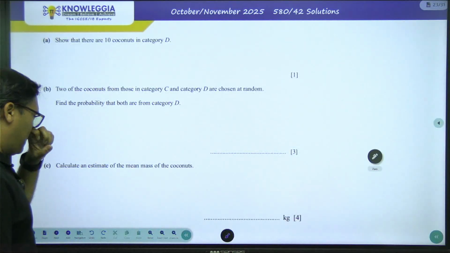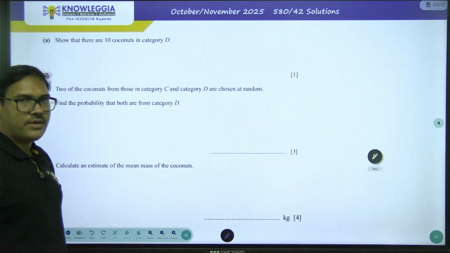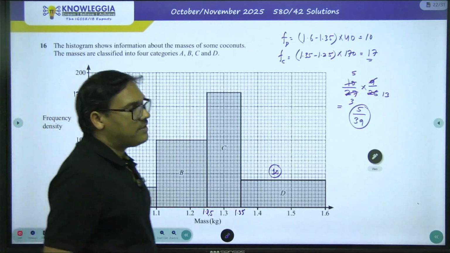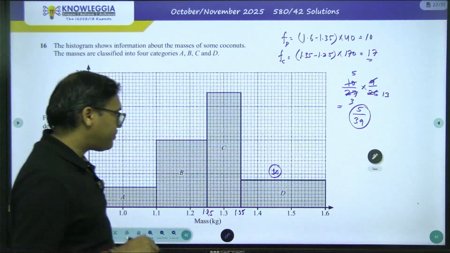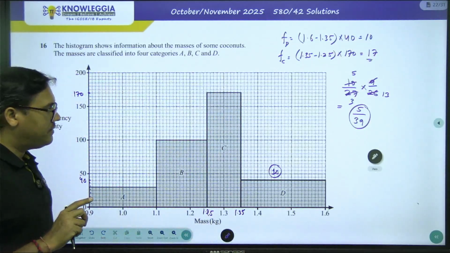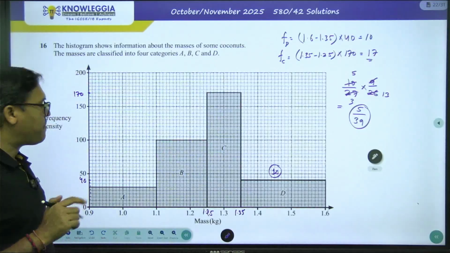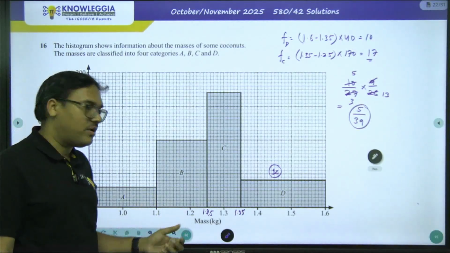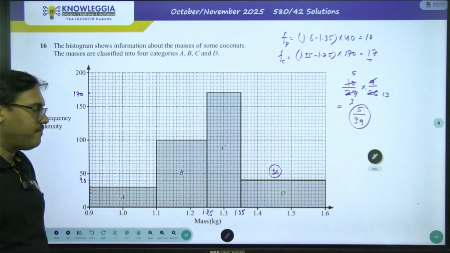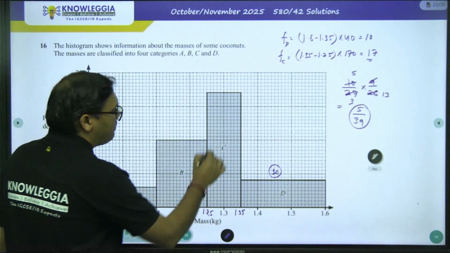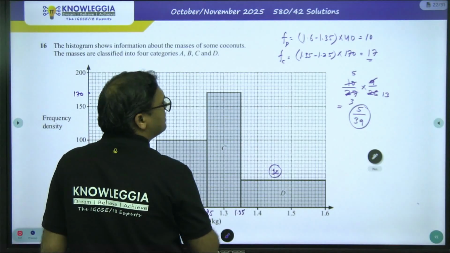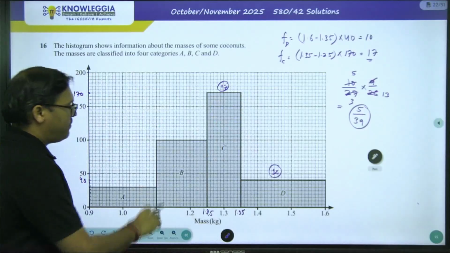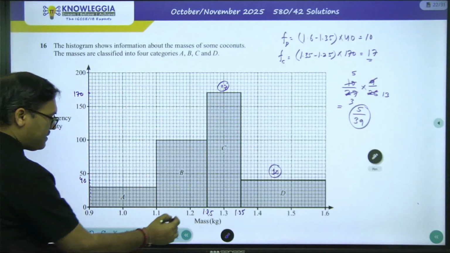The next one is calculate the mean. So let's see how you will calculate the mean mass. To find the mean mass, you need to find the frequency and the midpoint, correct? Because this is in terms of class interval. So what is the frequency here? We have calculated here: this is 10, this is 17, this is 10. What is the frequency in this case?